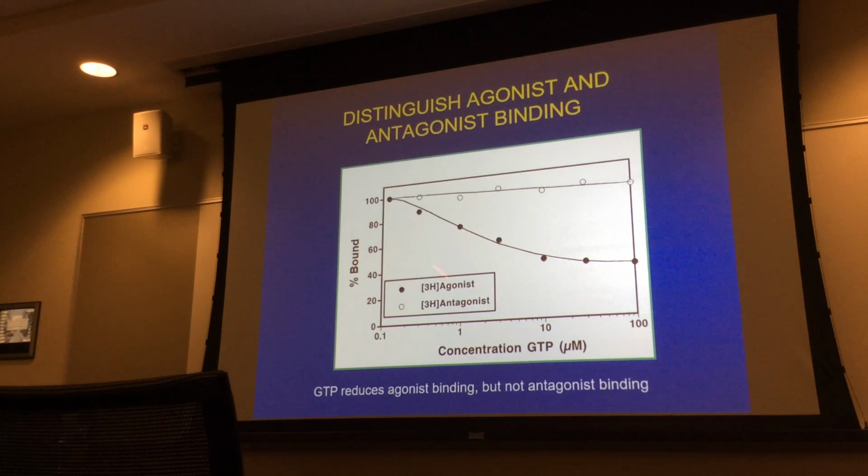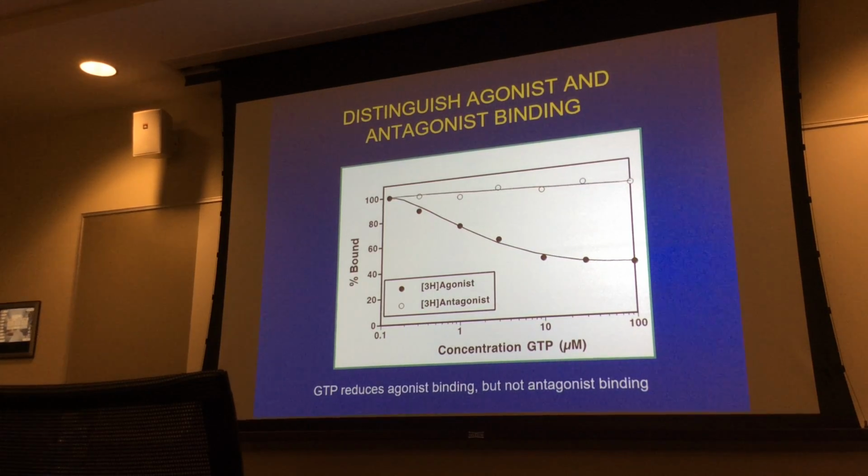If you add in a lot of GTP, you change the state of the receptor from a high affinity state for agonist into a low affinity state. And you can see that here. This is radiolabeled agonist binding, and as you're adding more and more GTP in this thing, you're decreasing the amount of binding.